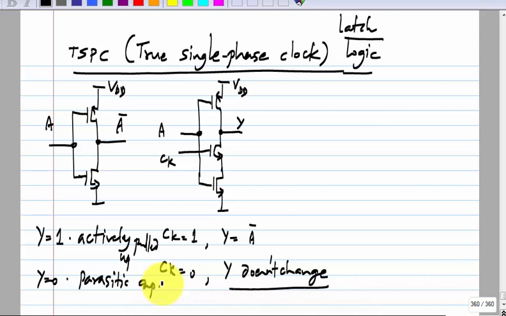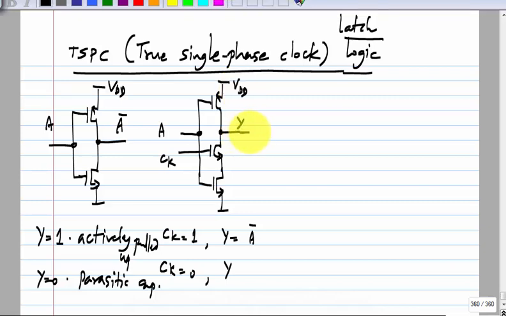And actually, it's not true that Y doesn't change. Let's say A was 0 originally, when clock is 1, then Y will be 1. Then let's say clock becomes 0, Y will remain at 1. Then if A becomes 1, there is no pull down, so Y doesn't change. So it actually only holds a high state. But if A was originally 0 and it became 1, this PMOS transistor will turn on and pull up Y. So, this is just a partial latch at this point.